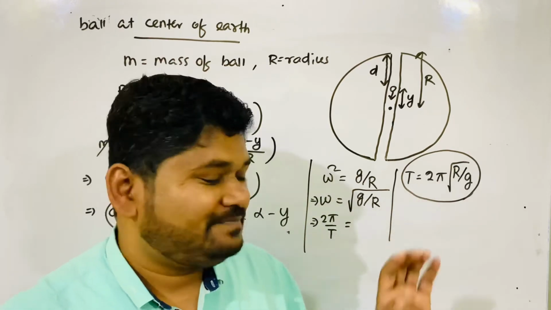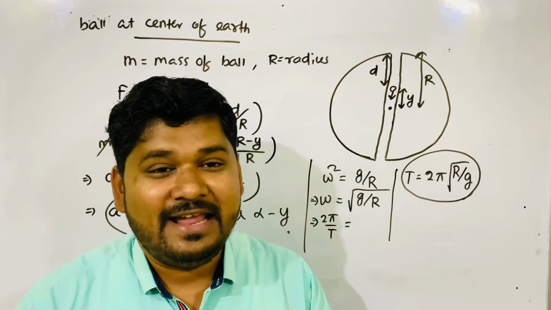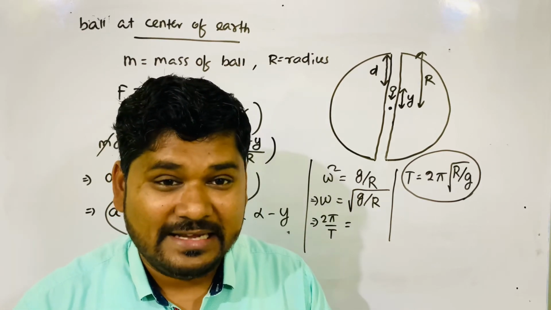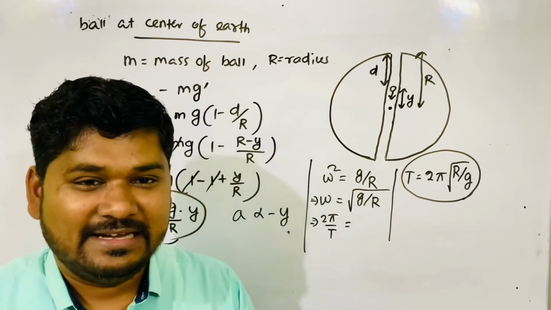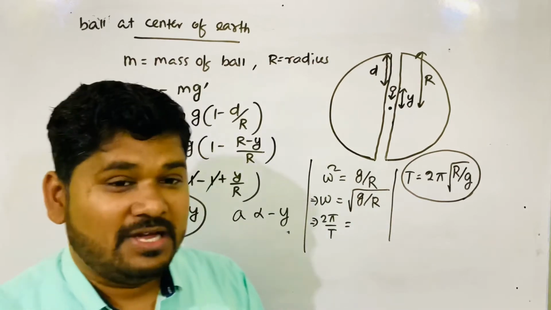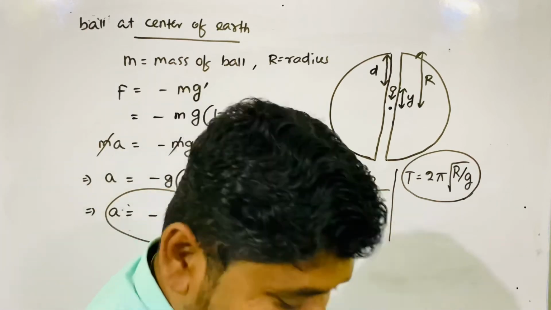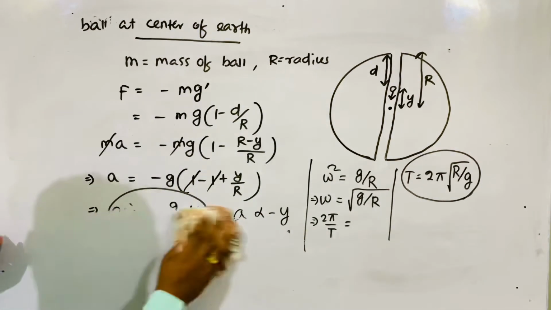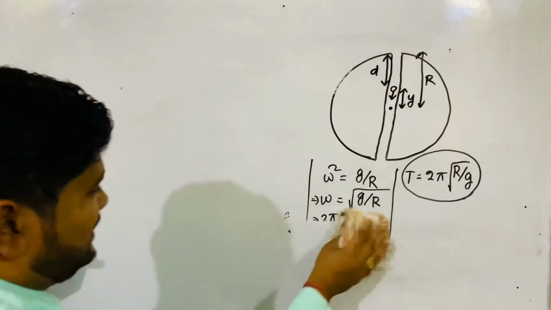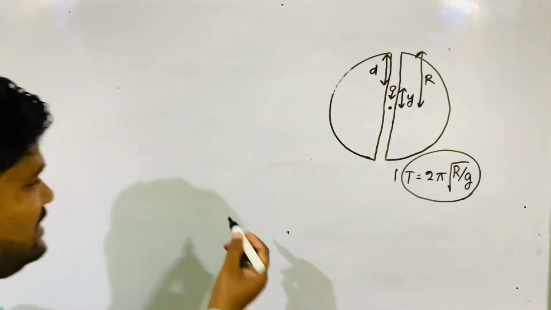This is the pendulum. The time period of the pendulum when the length of the pendulum is infinite. When the length of the pendulum is infinite, the time period T is equal to 2 pi root R by g. I think I have not told you this in the previous lecture, so I want to tell that one here. I forgot to tell you this expression in the previous lecture.